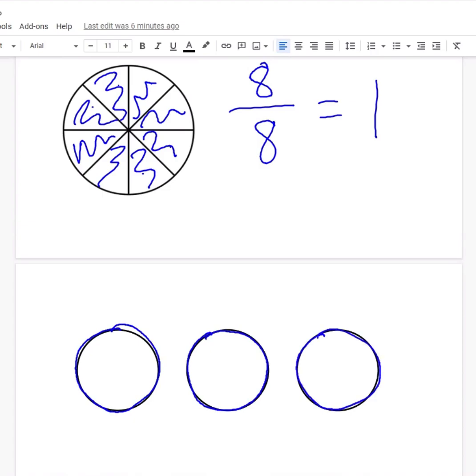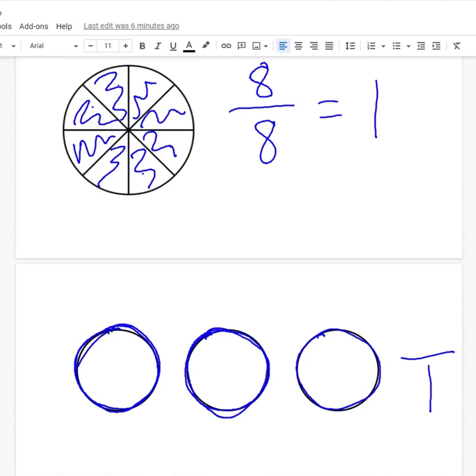So how many pieces make up the whole? Remember, the whole goes on the bottom. How many pieces make up the whole? Well, it's just 1, right? This is a whole circle, and there's only 1 piece there. It's the whole thing, so it's just 1.